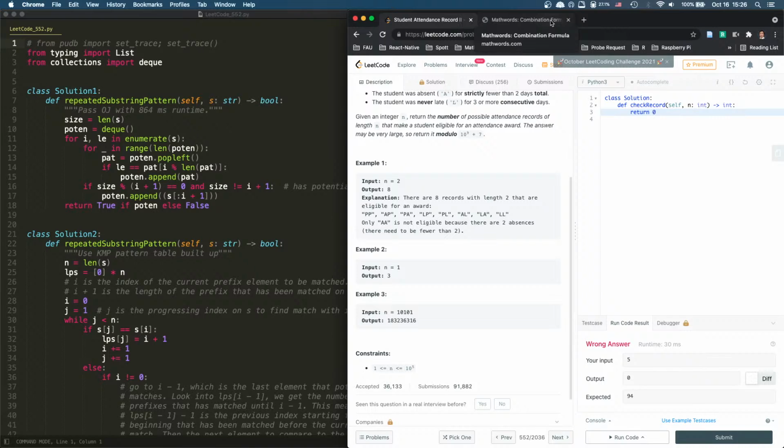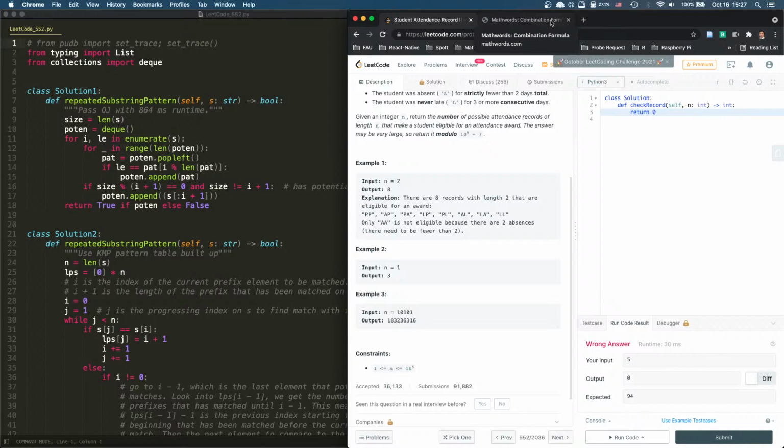But we have A at the front, A in the middle, A at the end, right? So we can have PPA, PAP, and APP. That's no L, but with A. That's all of that. And so finally, we're going to say both A and L and a P, all right? And now we get up to 19, which is correct, right?